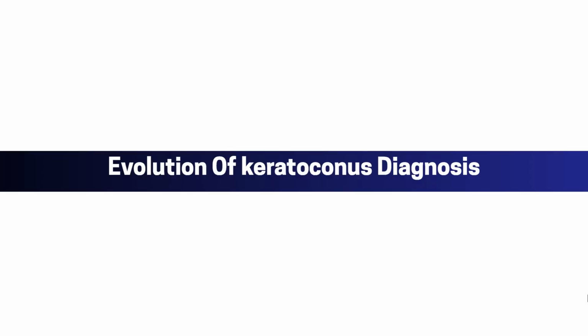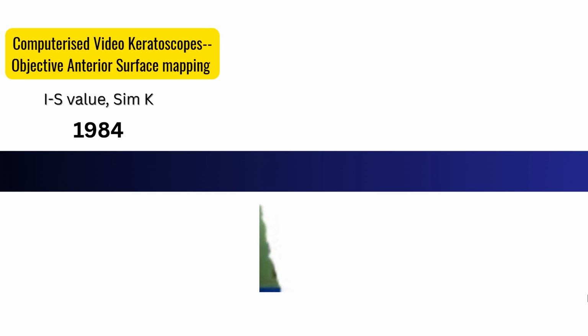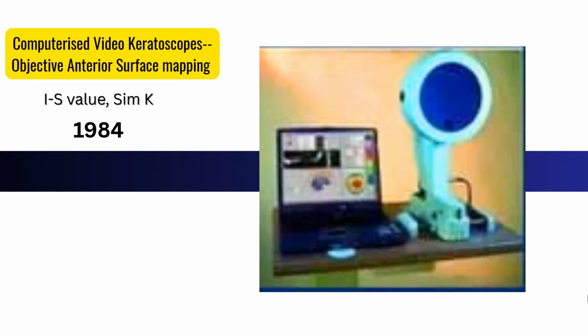Let's now explore the evolution of topographic indices in keratoconus diagnosis. In 1984, the journey began with the invention of the computerized video keratoscope, which allowed for objective anterior surface mapping. At that time, diagnosis was based purely on the anterior corneal surface using indices such as the inferior-superior value and the simulated keratometry, that is SimK. We have talked about that in our previous videos.